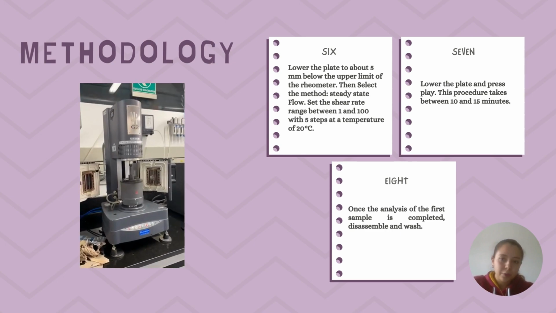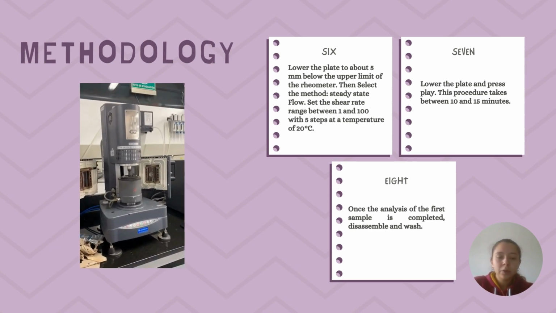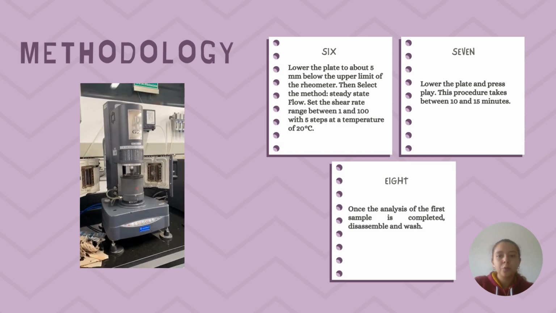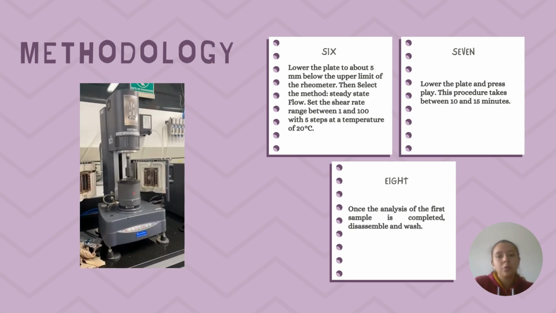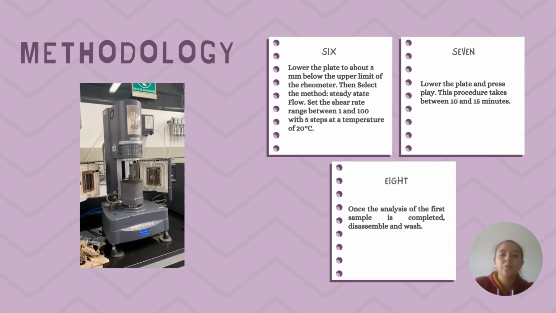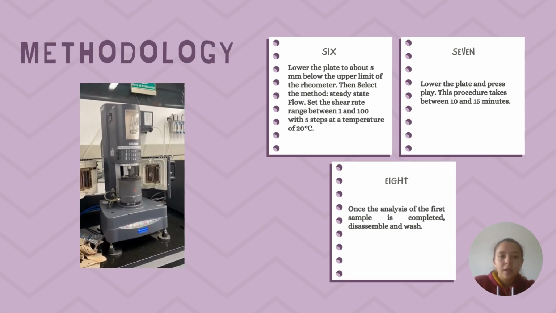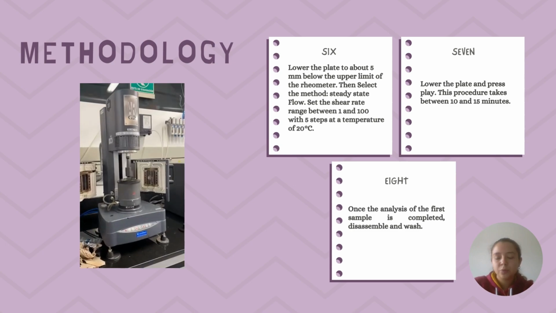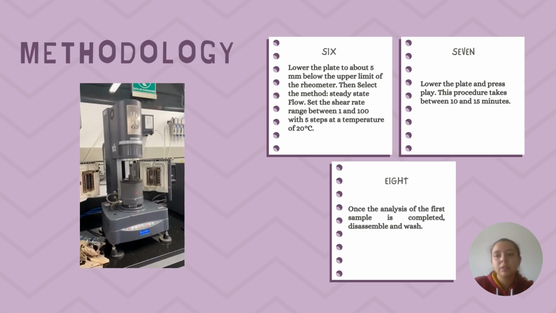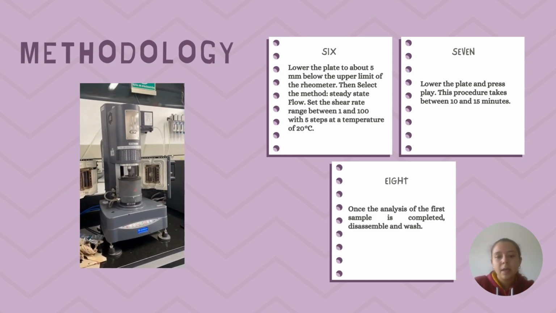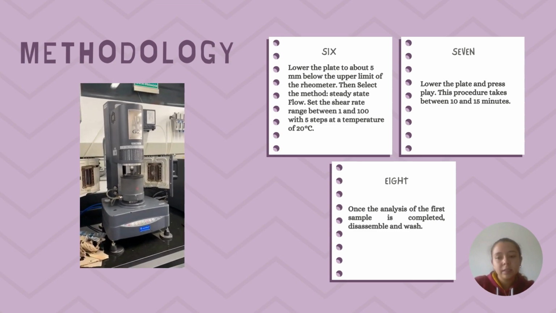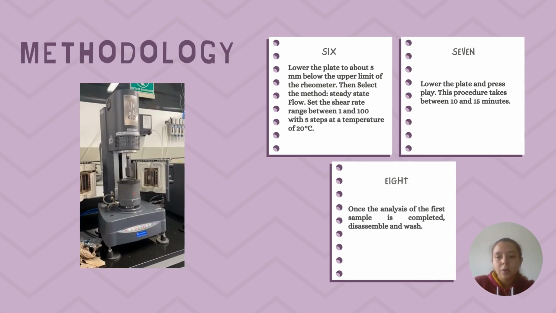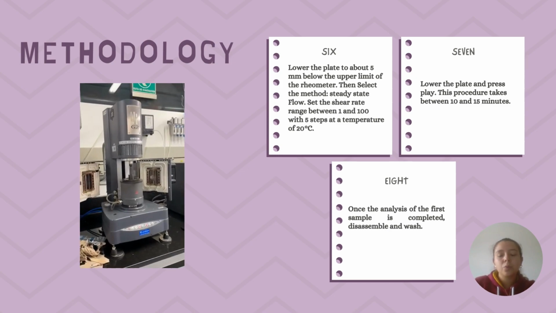Then we selected the method, which was steady state flow, and after that set the shear rate range between 1 and 100 with 5 steps at a temperature of 20 Celsius. Afterwards, we lowered the plate and pressed play. This procedure takes between 10 and 15 minutes. And finally, once the analysis of the first sample was completed, we disassembled and washed the rheometer.